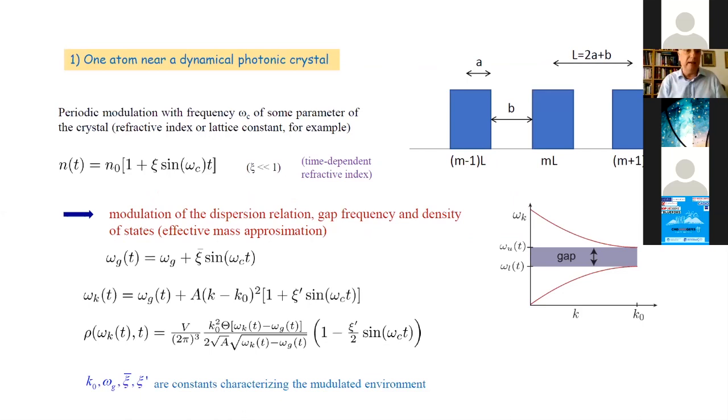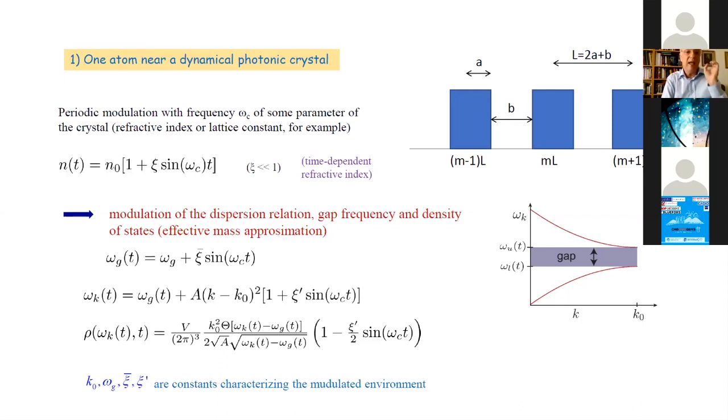To show this in some detail, we consider one atom in a dynamical photonic crystal. What do we mean by a dynamical photonic crystal? We mean a crystal in which some properties of the crystal are modulated in time. For example, we can modulate in time the refractive index of the dielectric layer or the lattice constant. Both cases can be considered, but I will give only the general aspects of the results. For example, if we modulate the refractive index, we must solve the Maxwell equations with a refractive index that changes in time according to this harmonic law, with a modulation frequency given by omega_c, and xi, which we assume much less than one, is the amplitude of the modulation.